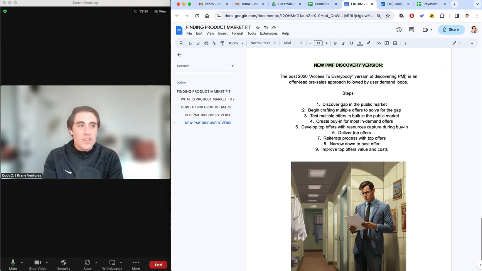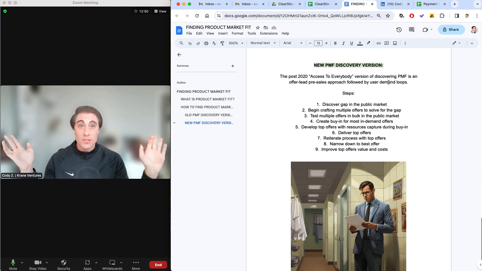So the way that this works is that it is an offer-led pre-sales approach followed up by user demand loops. Post 2020, you've now got access to everybody. Every investor you want to talk to, every potential client you want to talk to is just one 25-minute Zoom meeting away from you. So realistically, you can now go mass talk to the market.